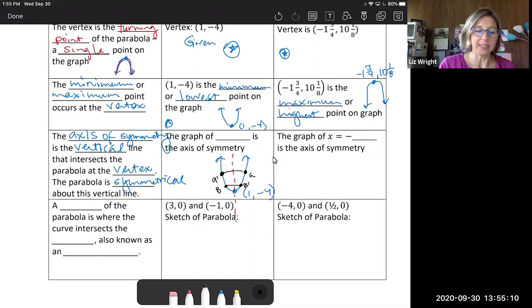Okay, so that means for ours, the graph of x equals 1, a vertical line through 1, is the axis of symmetry. So that means for over here, we get x equals -1 3/4 for our axis of symmetry, because again, we've got our axis of symmetry as a vertical line going through x equals -1 3/4.